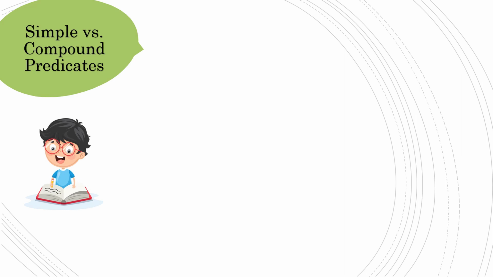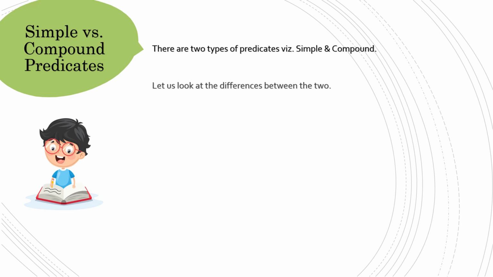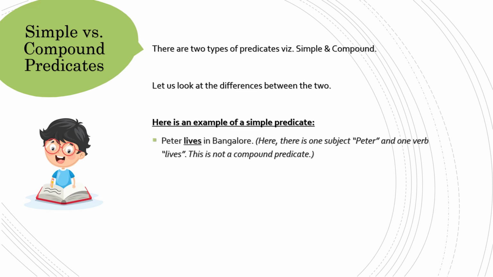Simple versus compound predicates. There are two types of predicates, namely, simple and compound. Let us look at the differences between the two. Here is an example of a simple predicate. Peter lives in Bangalore. Here, there is one subject, Peter, and one verb, lives. This is not a compound predicate.